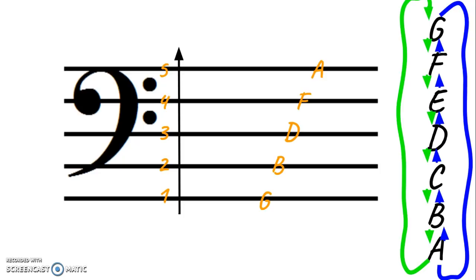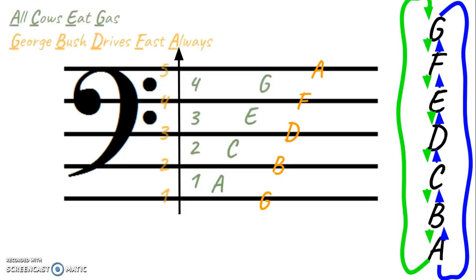And if you have heard these before, there are a ton of different things that you could say as acronyms for this. So you might have heard different ones. Another one for this would be Girls Bake Donuts Friday Afternoon. They're just silly little sayings that help you remember. But George Bush Drives Fast Always is a good one, as well as All Cows Eat Grass. So if those help you remember, then use those. If you'd rather just use the alphabet, that will also get you where you need to go.